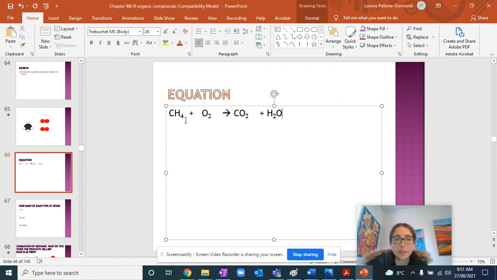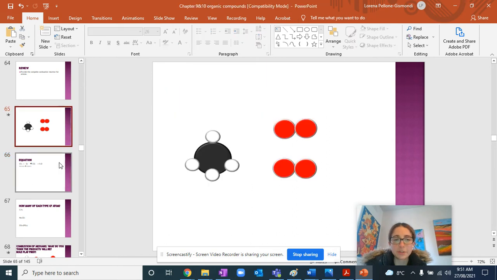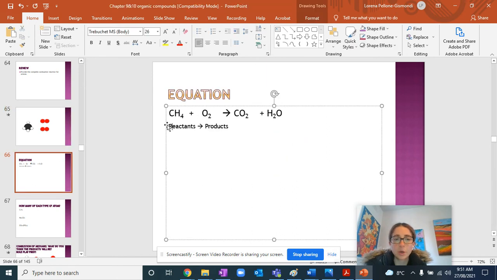Okay. So reactants are on this side and products are on this side. So what we need to do is balance the reaction. So you can see here that we have 1 carbon atom on the right hand side, and we have 4 hydrogen atoms on the right hand side. We have 2 oxygen atoms on the right hand side.